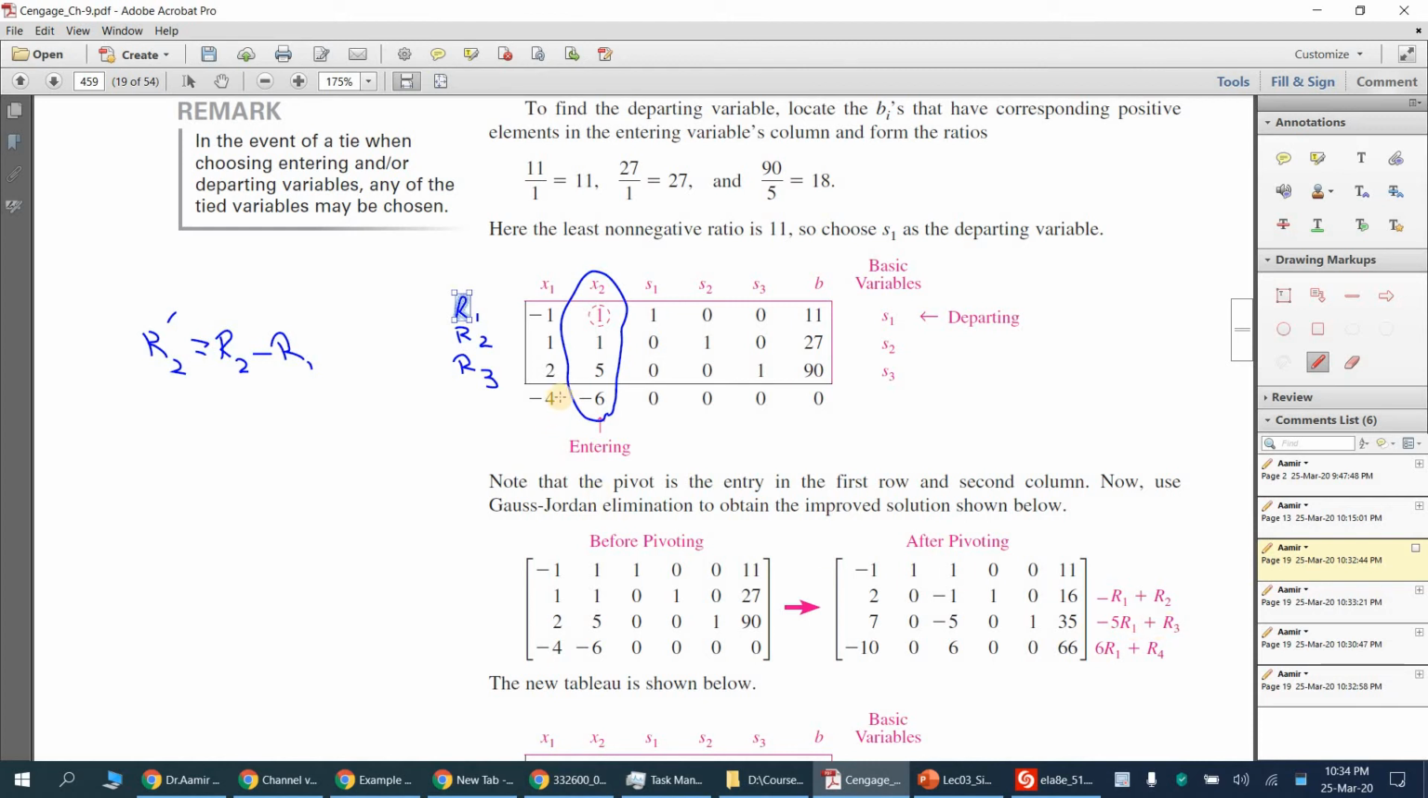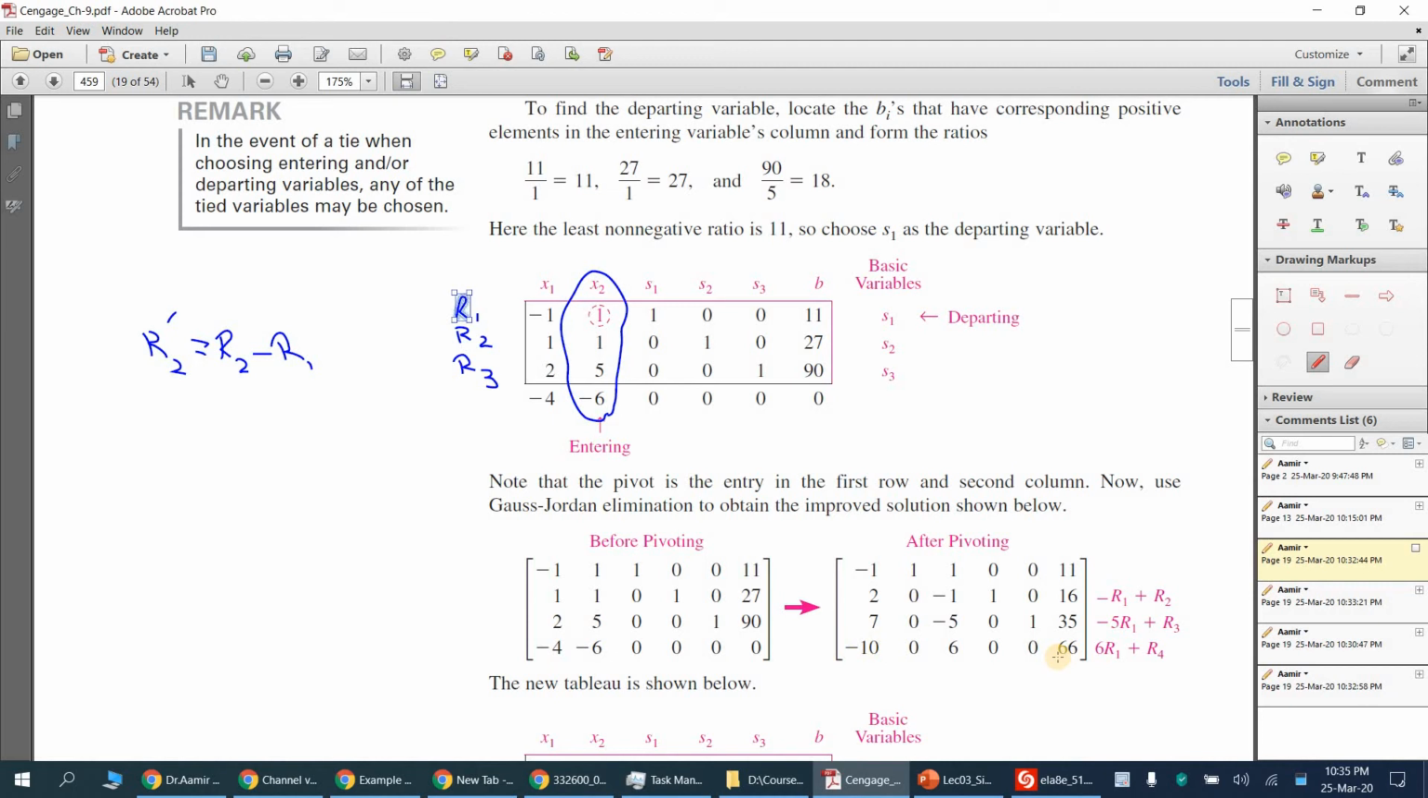And you also have to apply the same thing for the Z row. For the Z row, you want to make it 0. Remember, the basic variables must have zeros everywhere. This time it is minus 6, so you will add plus 6. You will multiply the whole row by 6, so it will be 6 R1, and you add it to the Z row, which they have called R4. So you will do R4 plus 6 R1. That will give you this thing.